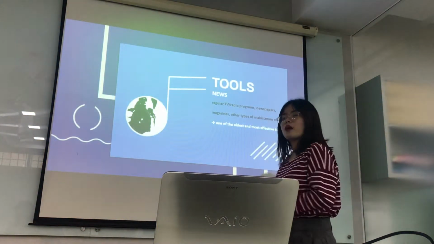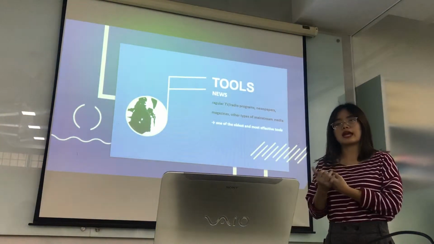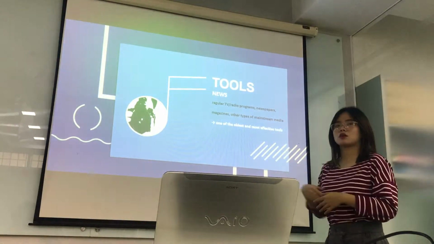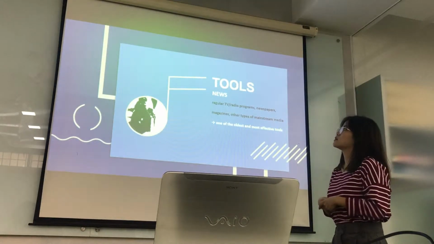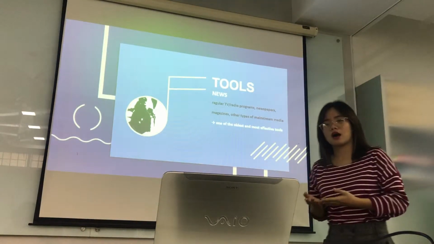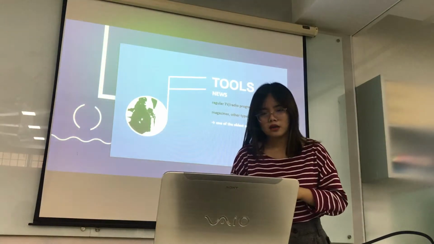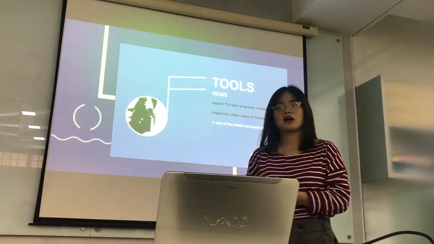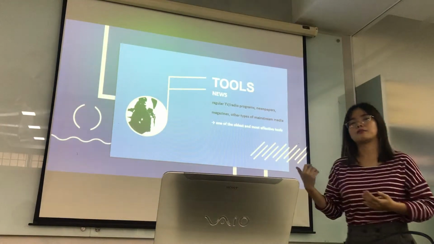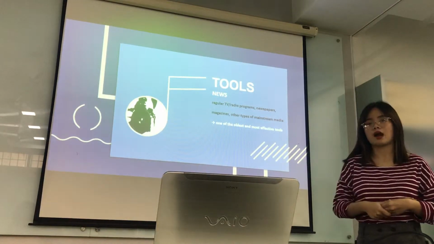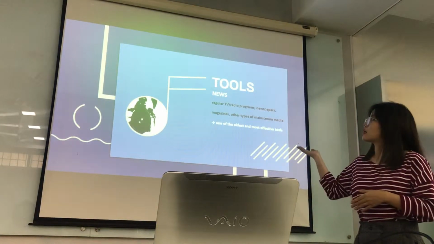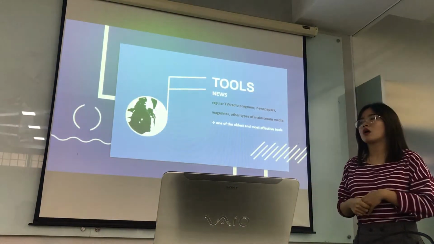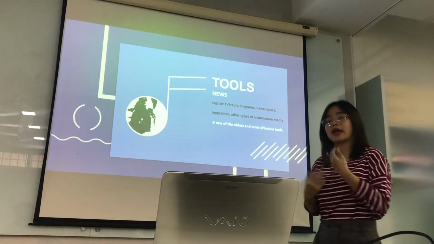So, in the next part, we'll have a look at the tools that a company can use to promote themselves. So first of all, news. What does news include? It includes regular TV or radio programs, magazines or newspapers, or basically any type of mainstream media. This is considered one of the oldest and most effective tools for PR, since the public considers the news on these means of media more trustworthy than paid advertisement.